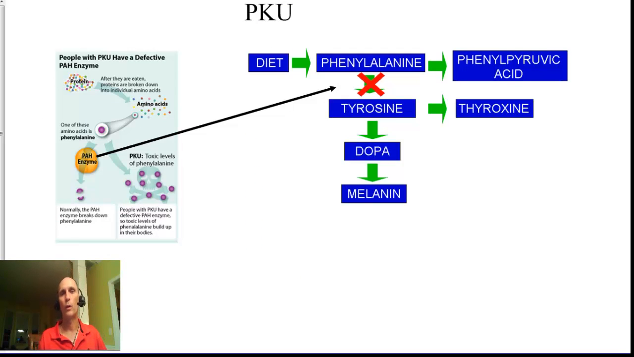So we said that we wanted to use metabolic pathways as our example here, and we said that defects in metabolic pathways were the result of defects in enzymes. And defects in enzymes then cause these disorders, such as PKU.